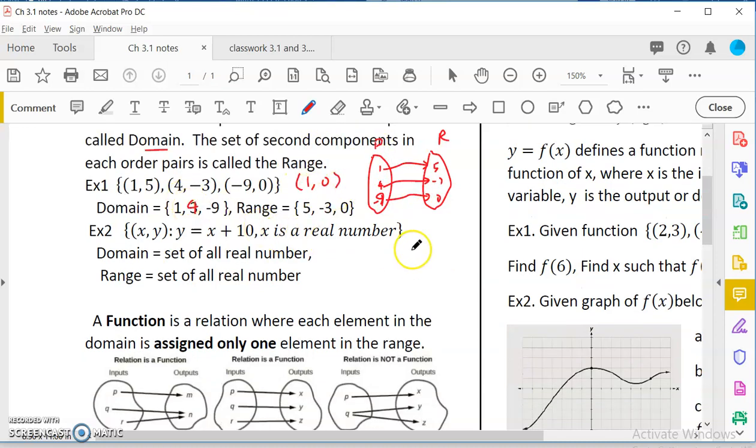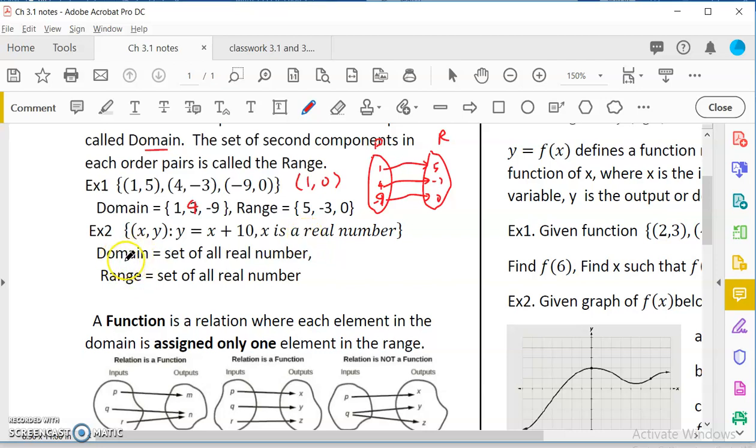The second example shows that the ordered pairs are not necessarily finite. It could be infinitely many ordered pairs. So I can say this relation is the set of ordered pairs x and y, where y is x plus 10. Whenever I define what x is, I add 10, and that would be my y. So there are tons of them. You can say 0, 10; 1, 11; 2, 12; or you can say 0.1, 10.1. So this is a more generic notation. We call it set builder notation.